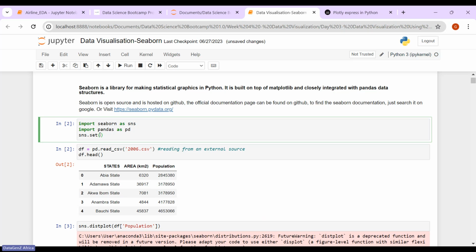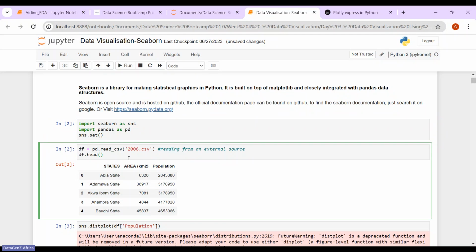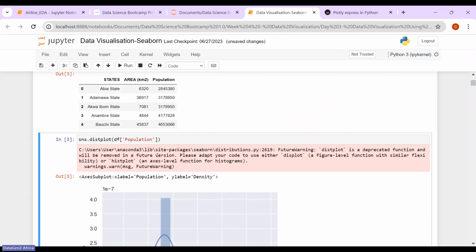But that's not where we're actually focusing now. Let me just go straight to the analysis and different types of charts. So for example, you are working with an external data set, you read your data set using pandas read.csv. Having read it, you can check the head to look at your data set and all of that.